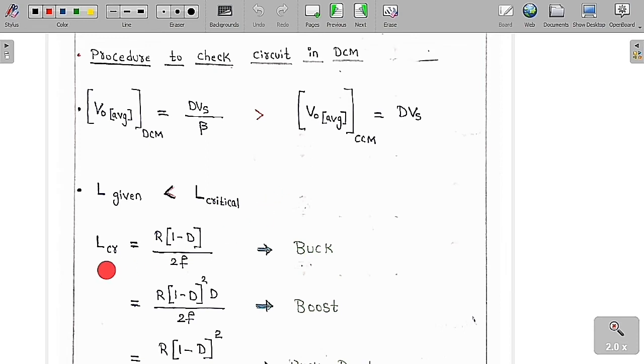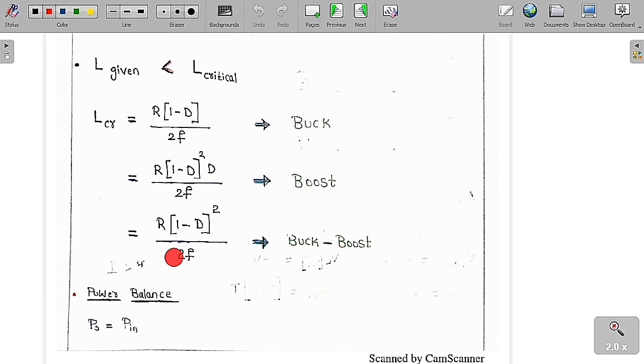The critical inductance is equal to R into (1 minus D) by 2F for the buck converter, R into (1 minus D) whole square into D by 2F for the boost converter, whereas R into (1 minus D) whole square by 2F for the buck-boost converter. So these three formulas you need to remember. The critical value of the inductance is R into (1 minus D) by 2F for buck, R into (1 minus D) whole square into D by 2F for boost, and R into (1 minus D) whole square by 2F for buck-boost.